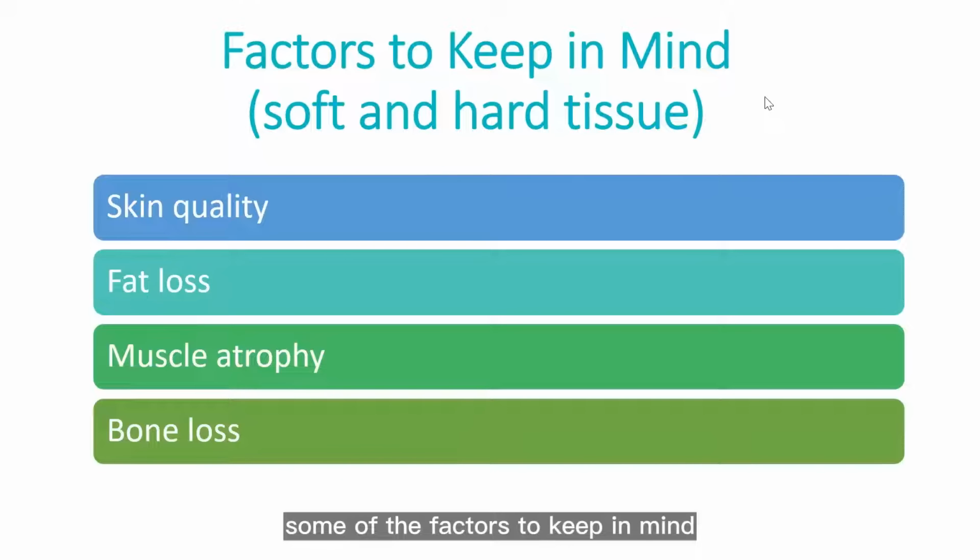Some of the factors to keep in mind: we're going to talk about soft and hard tissue. It's a combination of things. It's not just the skin. Number one, we're going to look at the skin quality, the superficial skin. Two, fat loss, if we've lost any fat on the face. Three, muscle atrophy, they become weaker, especially people that are using Botox, it weakens the muscles. And then bone loss, because as we age, we're going to be losing bone as well on the face. So let's go into some of these topics.